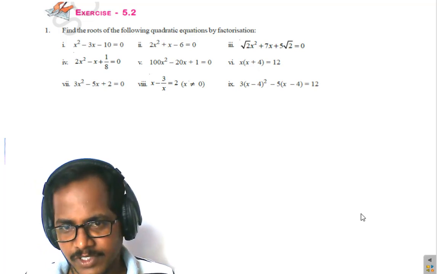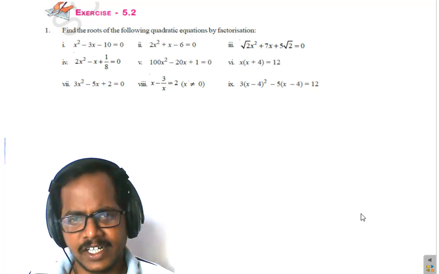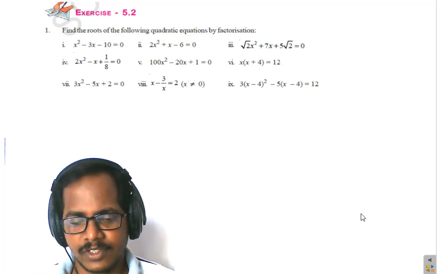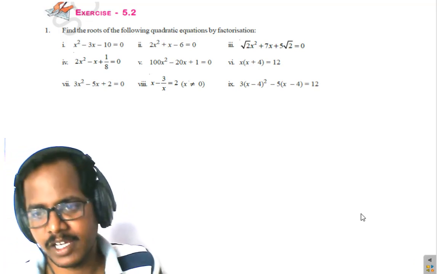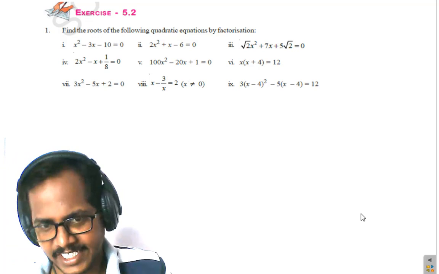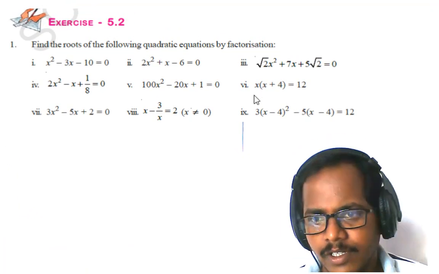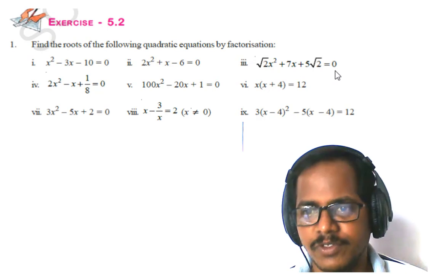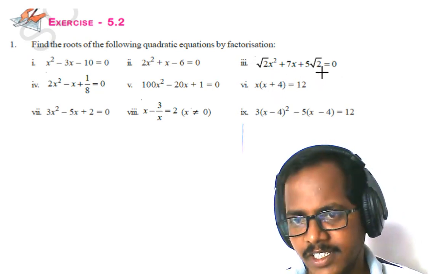In our previous videos we have seen how to find the roots of quadratic equations by factorization. So let's find the roots of the following quadratic equations by the factorization method. The third problem is root 2 x square plus 7x plus 5 into root 2 equals to 0. So let us find the roots of this quadratic equation.